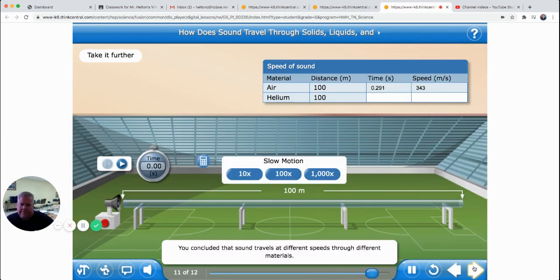You concluded that sound travels at different speeds through different materials. Does sound travel at the same speed in all kinds of gases? To find out, repeat the experiment doing the steps you did before, this time using the gas helium. Calculate the speed of sound in helium and compare it with the speed of sound in air. The generally accepted speed of sound in air has been provided for you.